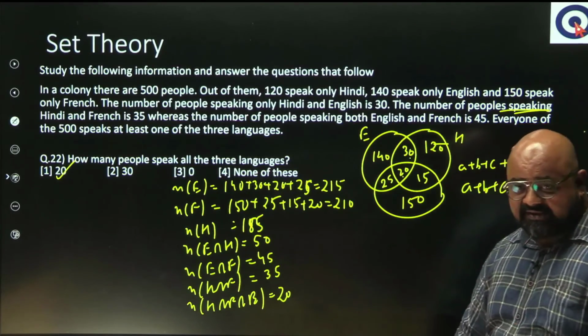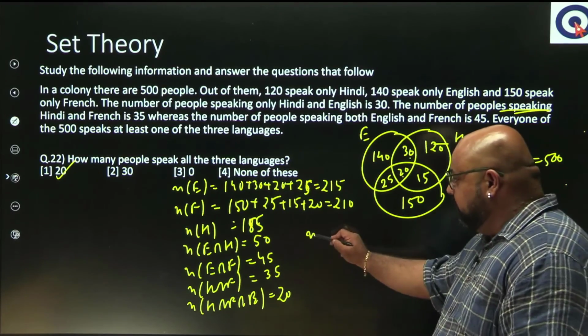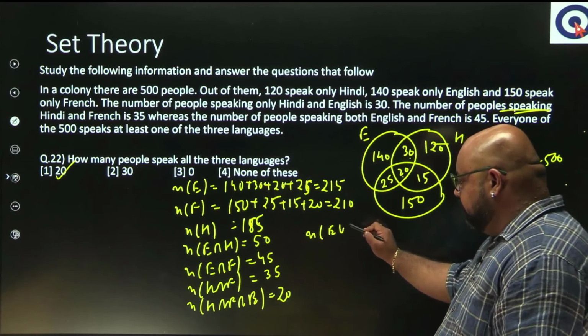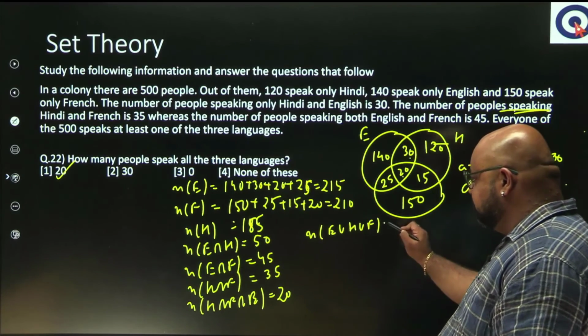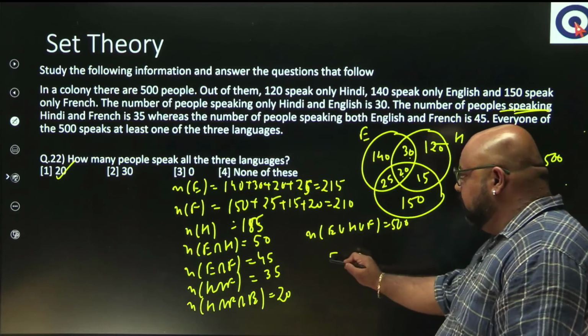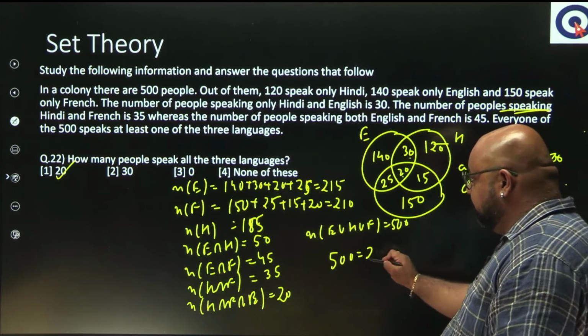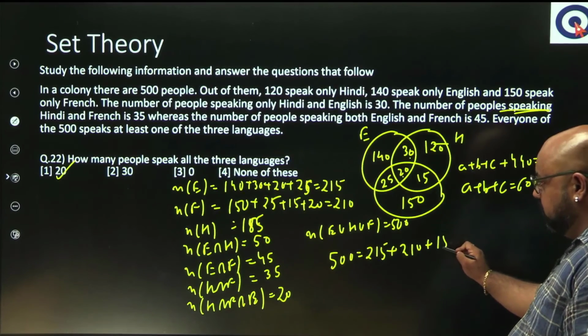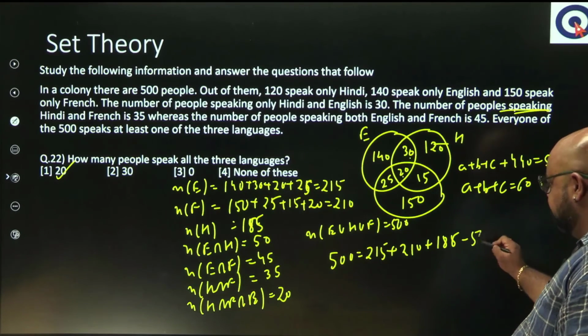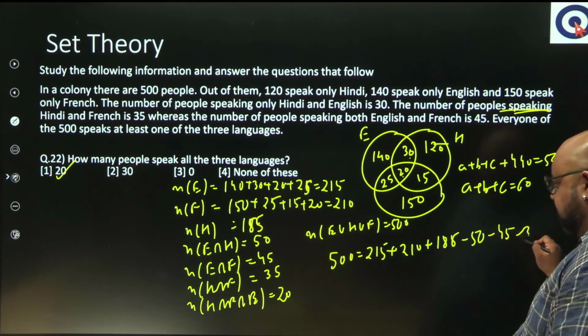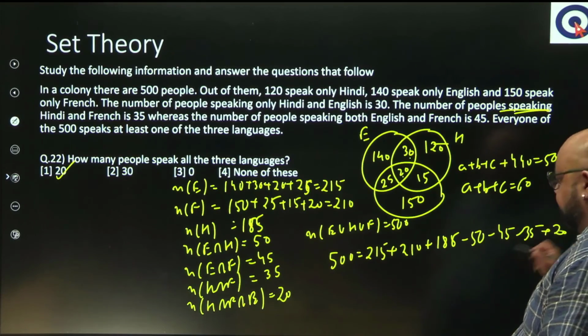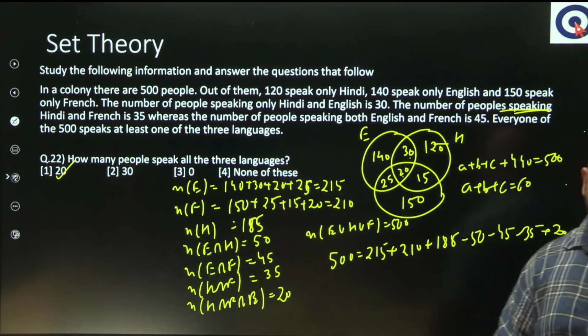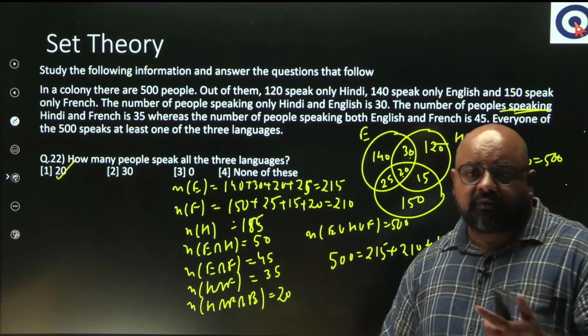So for these values, the total number, which is 500, would be 215 plus 210 plus 185 minus 50 minus 45 minus 35 plus 20. If one of these numbers are not given, you can use this formula to find out the value.